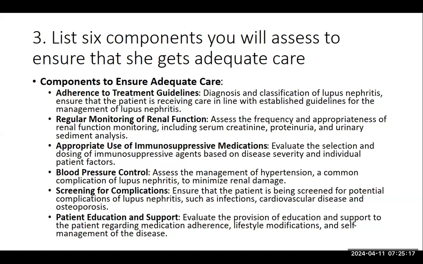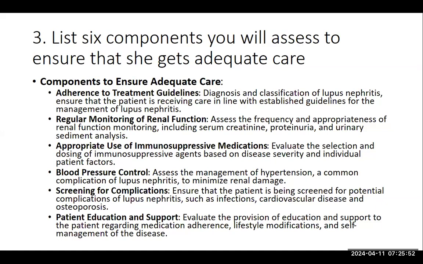Then the next one is regular monitoring of renal function. We assess how frequently she has been screened for renal function, and the appropriateness of renal function monitoring, including serum creatinine, proteinuria, and urinary sediments. So we do urinalysis, how frequent she is doing urinalysis, how frequent we assess the serum electrolyte and creatinine, as well as bone mineral disease.